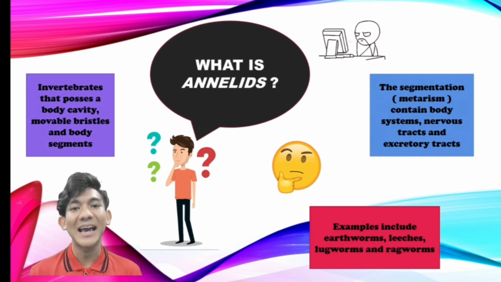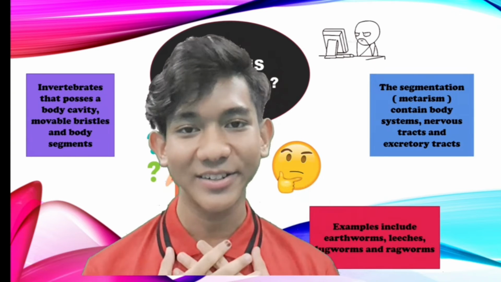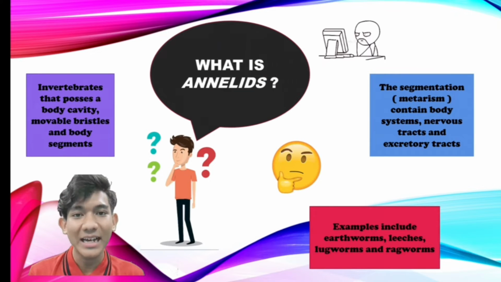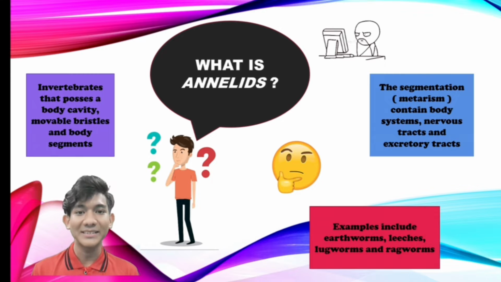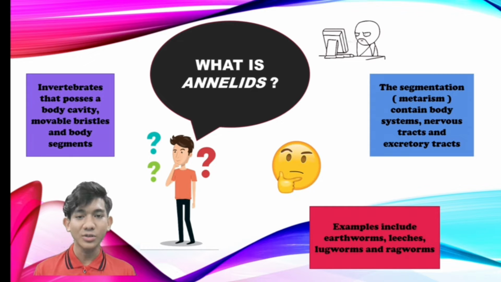You must be asking the question, what are annelids? It's okay, I am here to tell you. Annelids are basically invertebrates that possess a body cavity, movable bristles, and body segments. The segmentation of Phylum Annelida, also known as metamerism, contains body cavities such as nervous tracts and excretory tracts.